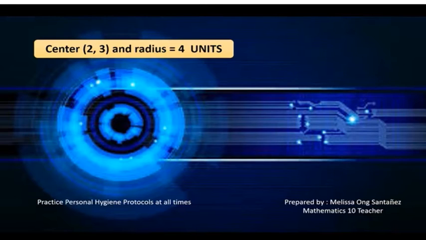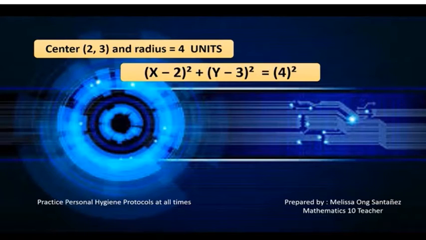What if our center is at 2, 3, and your radius is equal to 4 units? Applying the same formula for the center-radius form of the equation of your circle, you now have the values for h and k, which are the coordinates of our center. So we will be replacing your h with this one. Your x variable is 2, and your k would be your y variable. So that will be now (x minus 2) squared plus (y minus 3) squared is equal to r squared, wherein your r is 4, so that will be 4 squared.